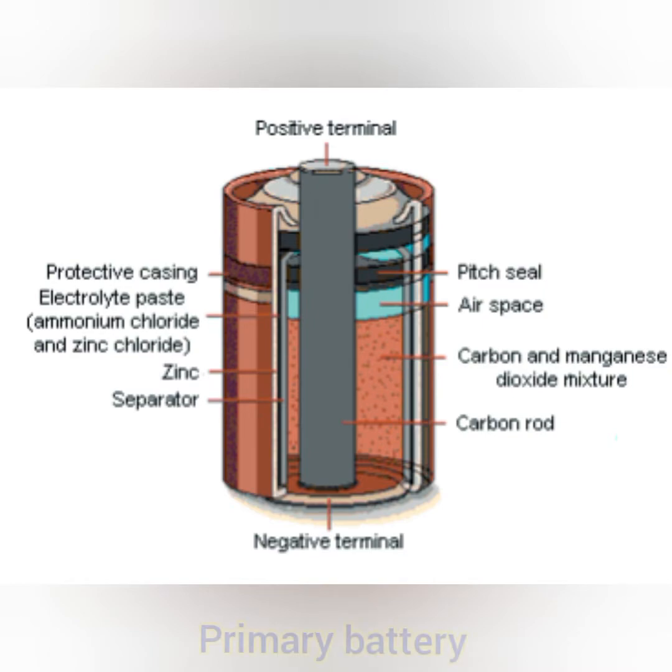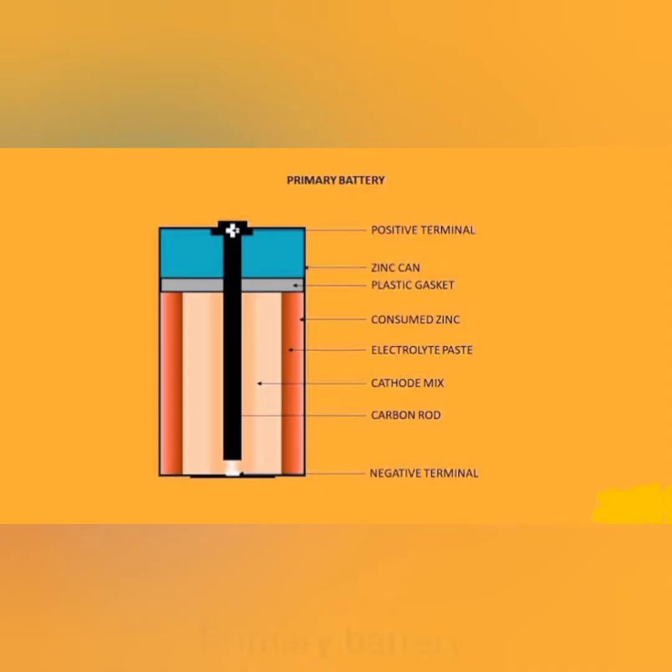This is the example of a zinc battery. The positive and the negative terminals are given at the top and the bottom. Then it is contained inside the total compartment, and the electrolytic solution, ammonium chloride, lies between the zinc anode and the carbon and manganese dioxide mixture cathode, and the carbon rod is placed in the middle of the battery.